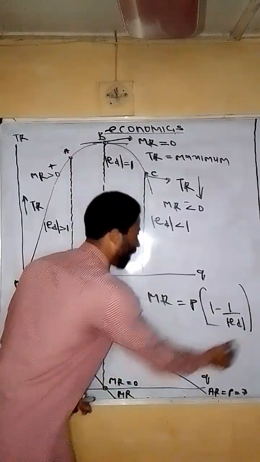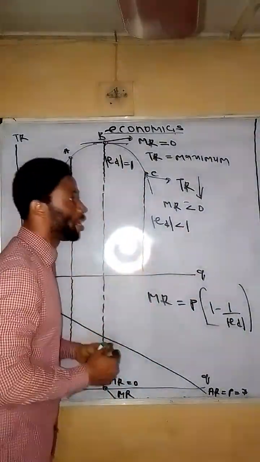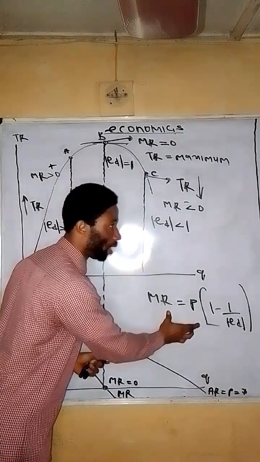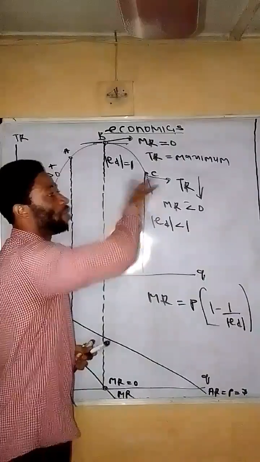So how did we arrive at this formula? It is with this formula we can prove everything here. So in my next class, I am going to derive this formula, working through calculus, and I am going to prove all the graphical illustrations you saw here.